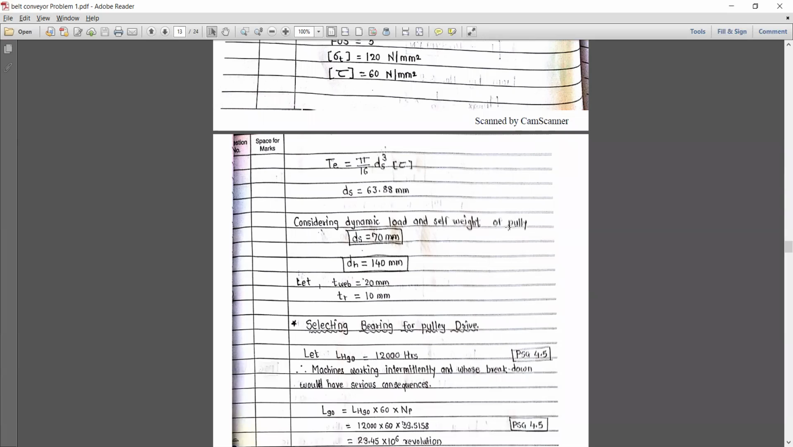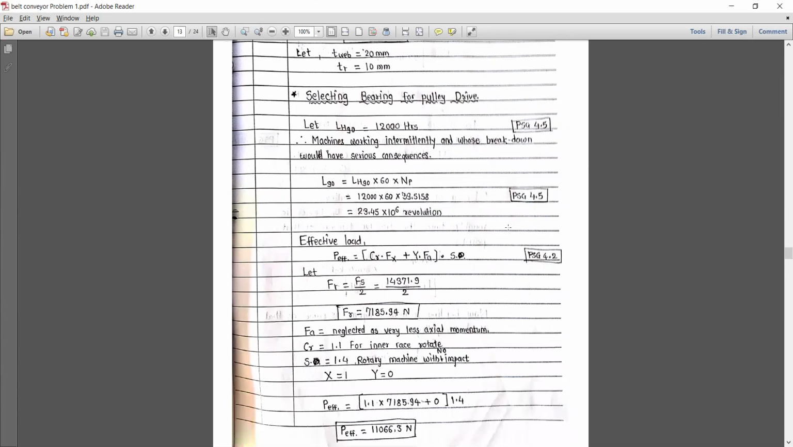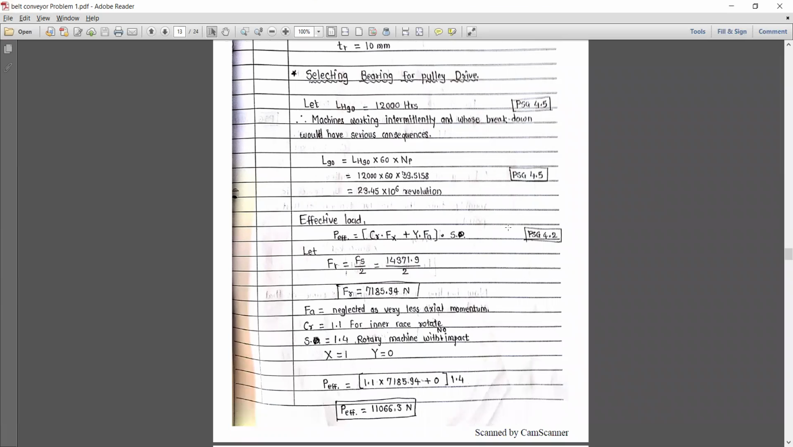We have modified it to 70 mm by considering the dynamic load and the self weight of the pulley, so it could withstand very well. The diameter of the hub is twice the diameter of the shaft, that is diameter of hub is equal to 140 mm. Now the thickness of the web of that pulley is considered as 20 mm and the rim thickness is equal to 10 mm. Next, selecting the bearing for a pulley drive, referring to page number 4.5.